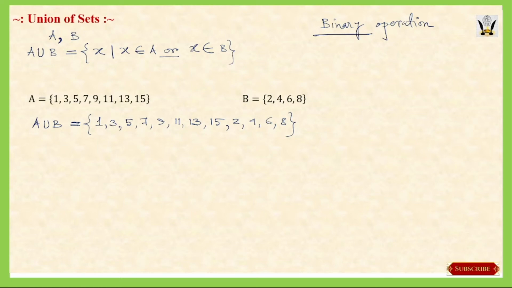Now in the next example, we will see that there will be a few elements which will be common between those two sets. So how to find the new set? Here we can see the set A has 7 elements and set B has 4 elements, and between A and B, 4 is common, and 8 is also common between A and B.